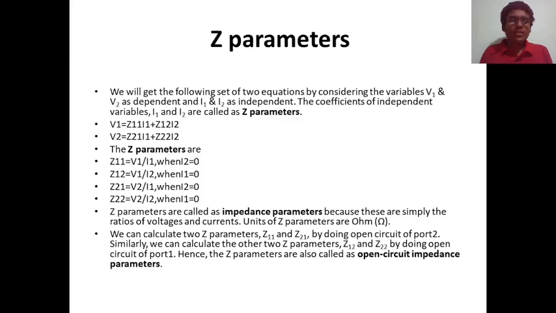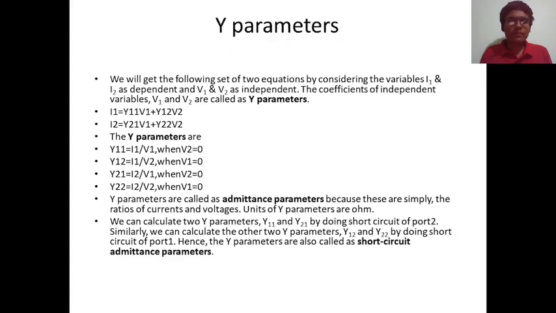We can calculate two Z parameters, Z11 and Z21, by doing open circuit of port 2. Similarly, we can calculate the other two Z parameters, Z12 and Z22, by doing open circuit of port 1. Hence, the Z parameters are also called open circuit impedance parameters.